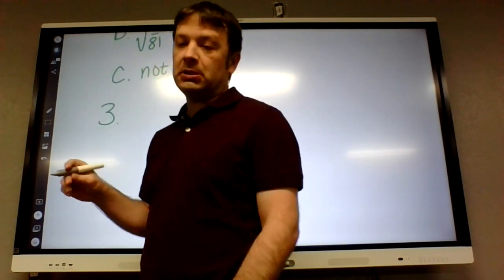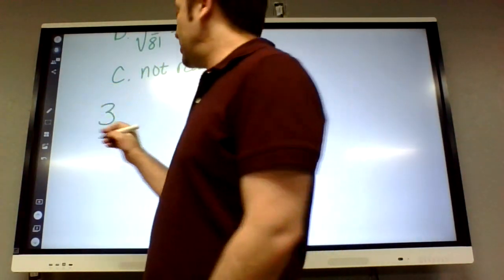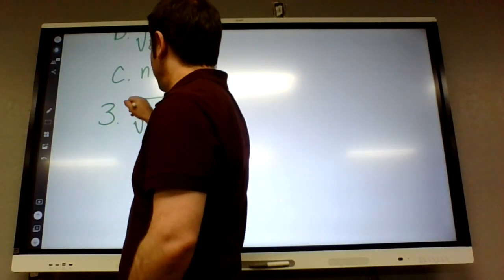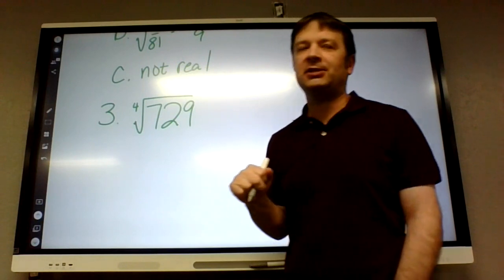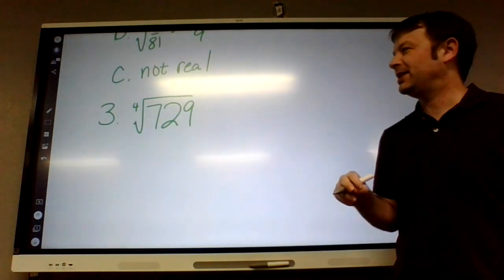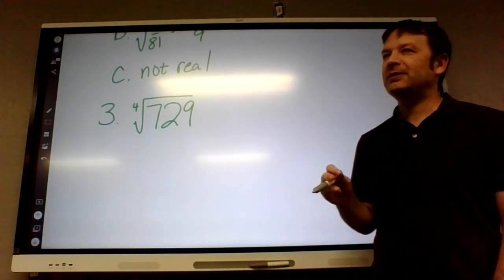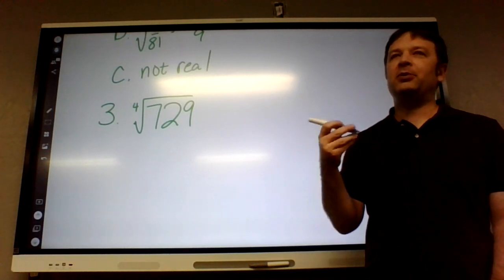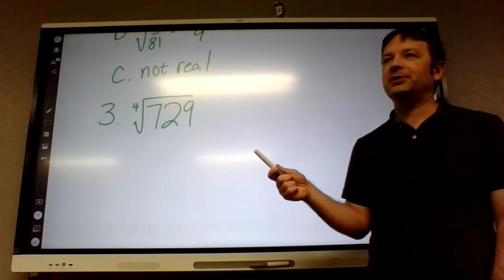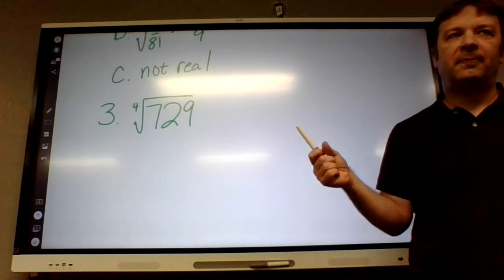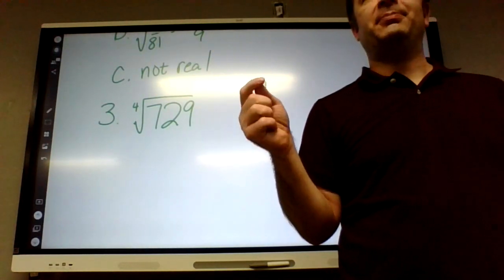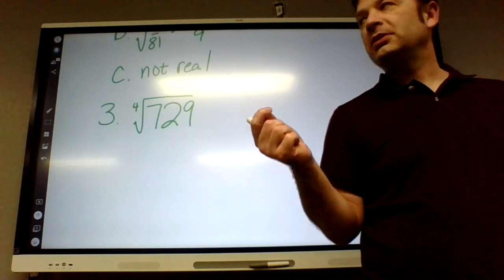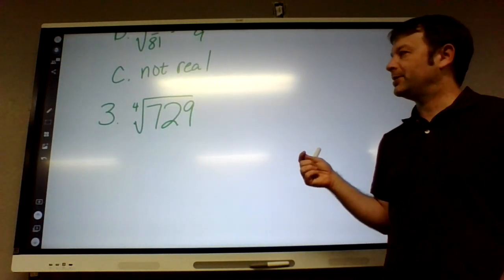Number 3. 4th root of 729. Well, you could try to use your calculator on this, but it won't come out pretty. It'll spit out a decimal. So what should we do instead? Why can the calculator not handle this one? Because it doesn't come out perfect and because it's not a square root. So how do we do it without the calculator?